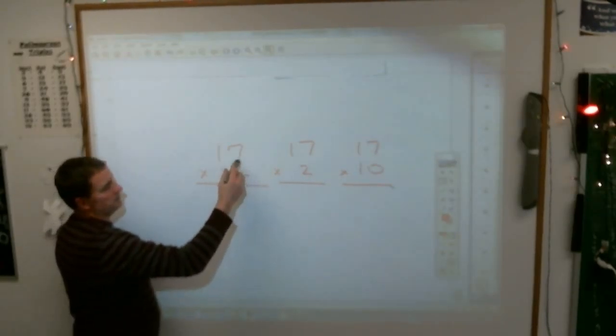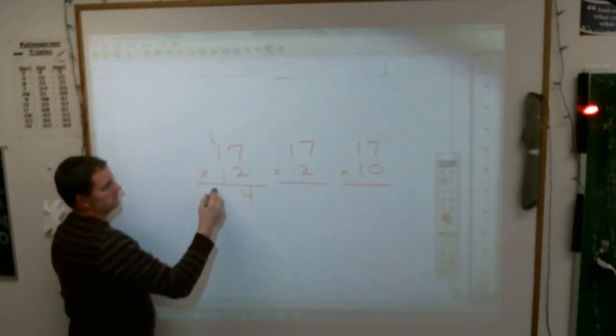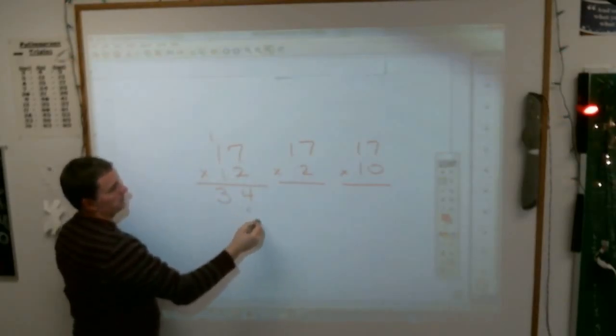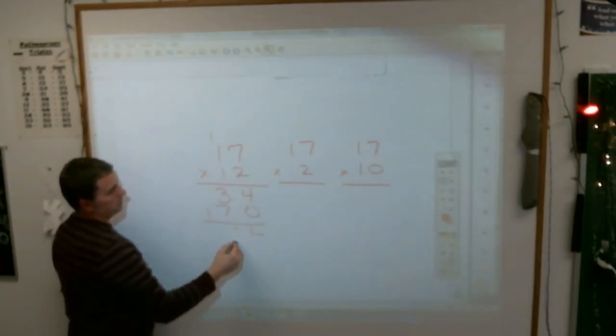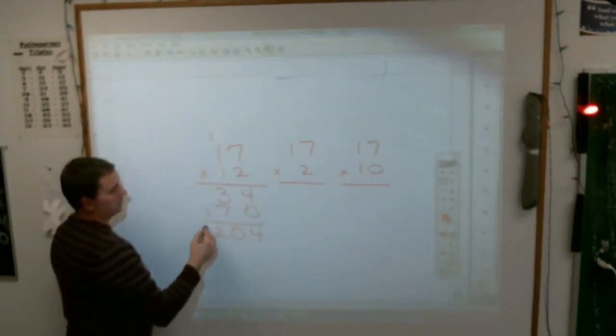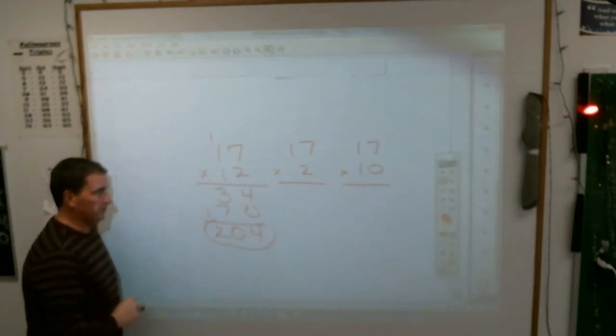Otherwise, you do it like we did. 2 times 7 is 14. 2 times 1 is 2, and there's your 34. Drop the 0, and 17 there gives you 204. But again, you won't be doing it in your head.